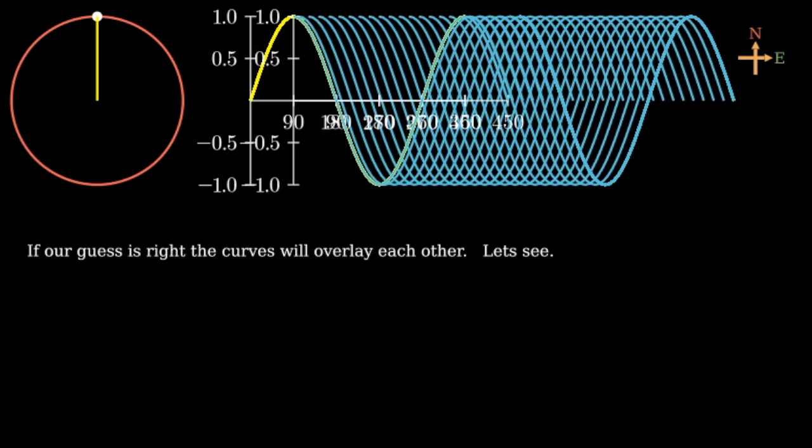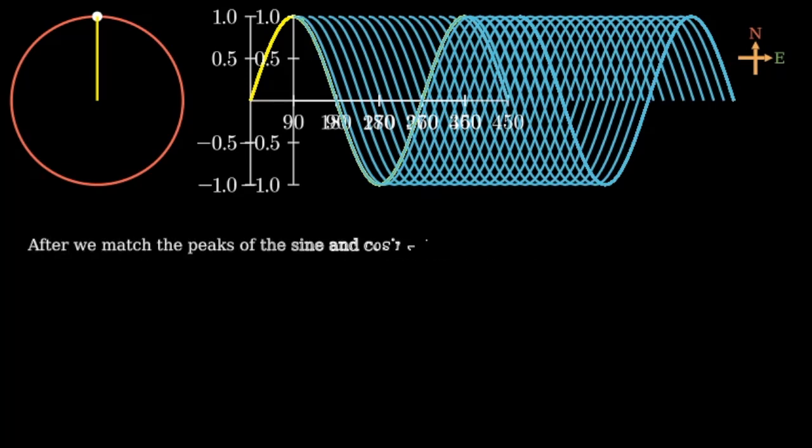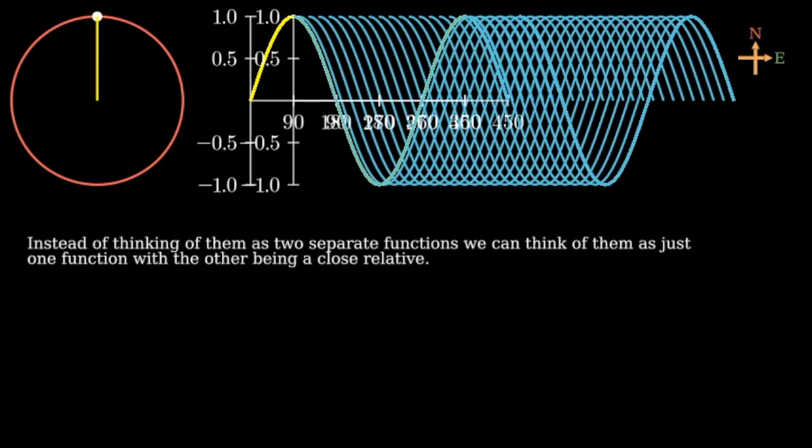After we match the peaks of the sine and cosine functions, both functions look the same. What we have seen is that sine of 90 plus x equals cos of x. So instead of thinking of them as two separate functions, we can think of them as just one function with the other being a close relative.